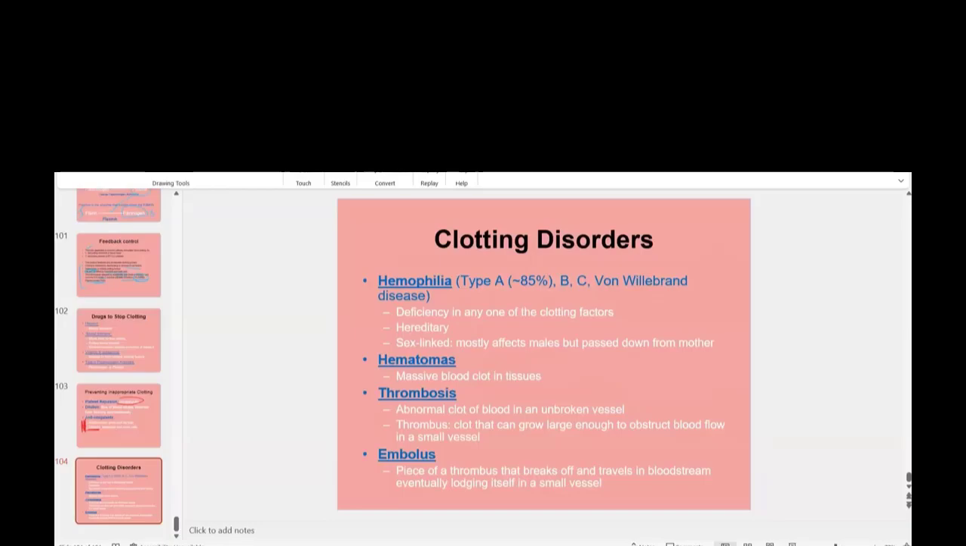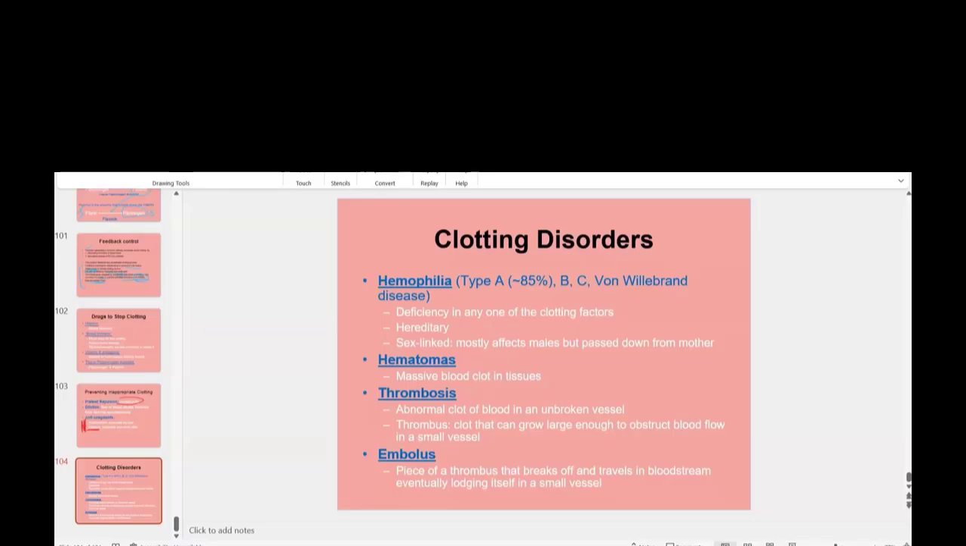So clotting disorders happen in these cases. Hemophilia, that is type A, B or C, von Willebrand disease. These are the situations. Or hematomas are formed, massive blood clots, or thrombosis, small blood clots. And then these clots have a tendency to detach sometimes, and they go to the lungs, that is embolus. So embolus definition: a piece of a thrombus that breaks off and then travels in the bloodstream, lodging itself in a small vessel.